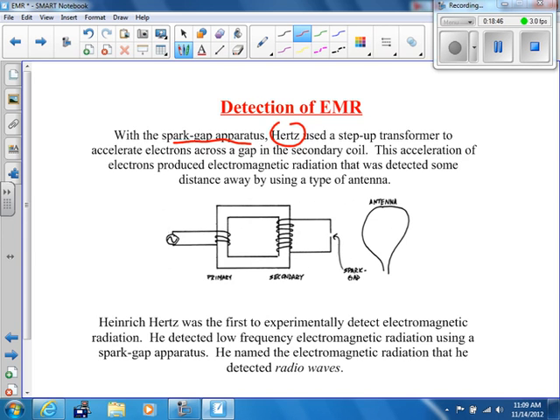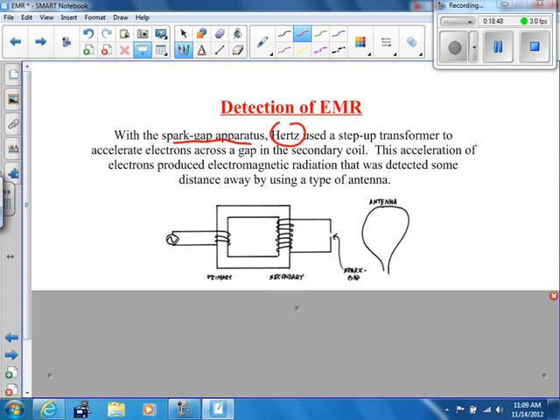Here's what happens in this little spark gap apparatus that he has. He's got a potential difference across here. That generates a current through this wire on the left-hand side here. Now, this transformer device, if you had taken physics 35 years ago, you'd understand a little bit more about transformers than we do right now. We would have learned about them last unit. Now we don't have to, so we don't.